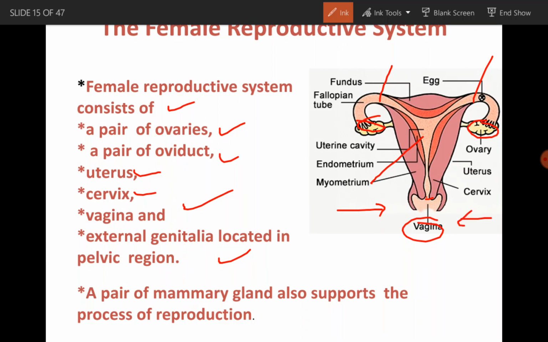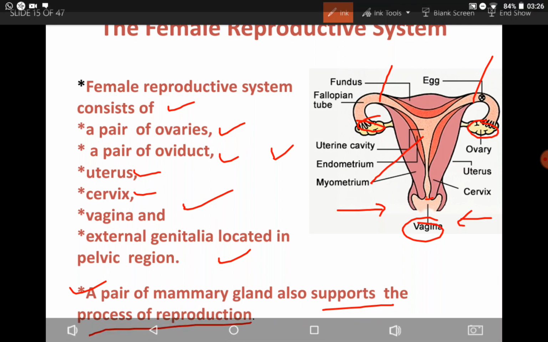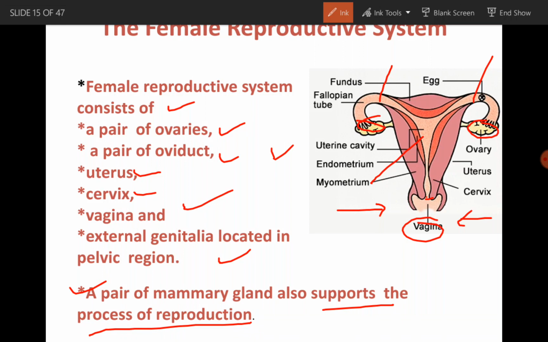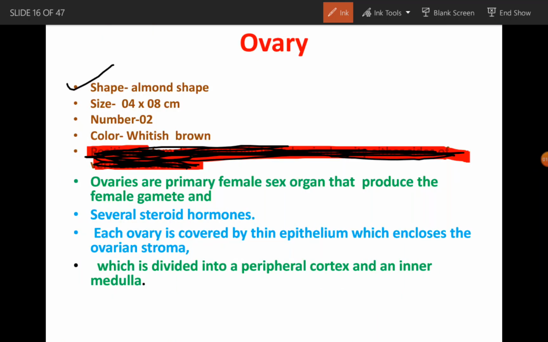The external genitalia are not shown in this diagram because this is the internal structure of the female reproductive system. A pair of mammary glands also supports the processes of reproduction. Now we will discuss the ovaries, and later all these organs involved in the female reproductive system in a detailed manner.